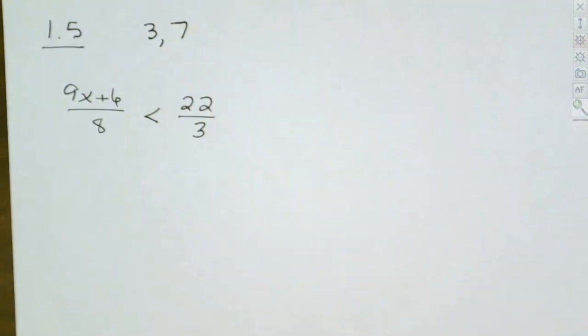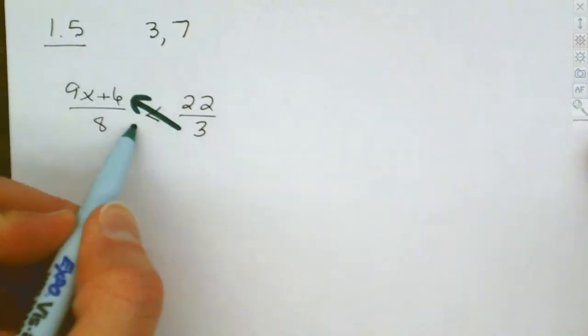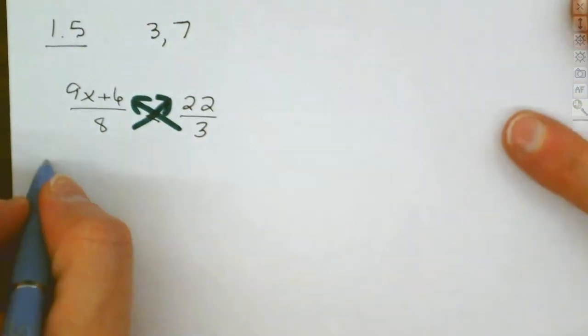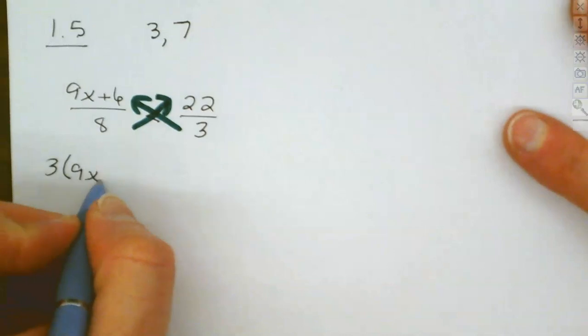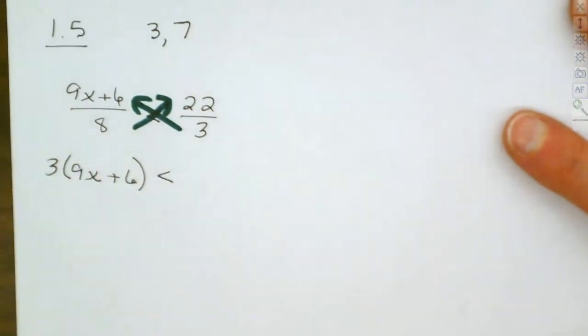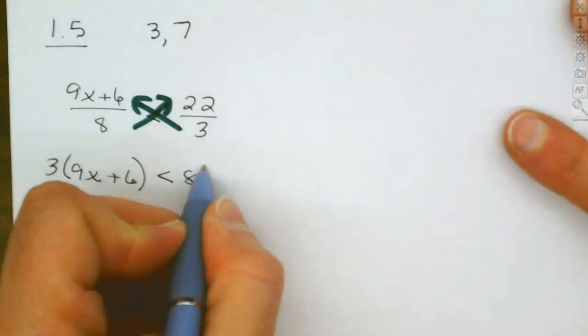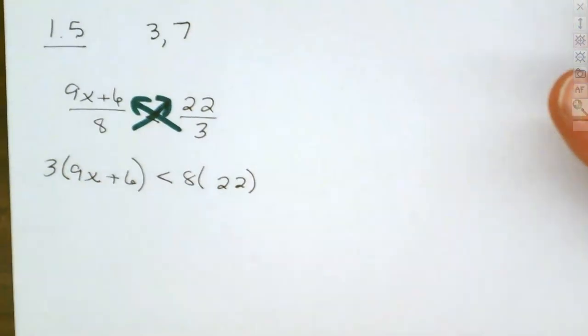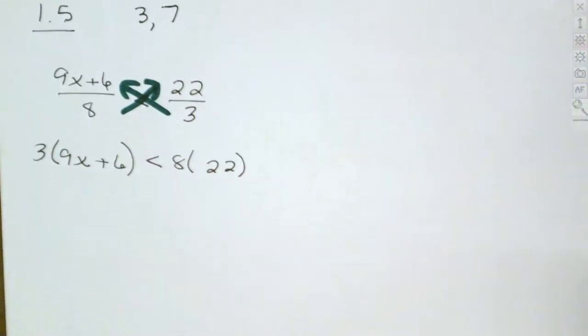Well, if this would have been an equation, we would cross multiply. We do the same technique here. Just like an equation, we're going to go ahead and cross multiply. So when we cross multiply, we get 3 times 9x plus 6. Inequality symbol stays the same. And then the right-hand side is going to be 8 times that 22. Okay. So does everyone see how we cleared that out?